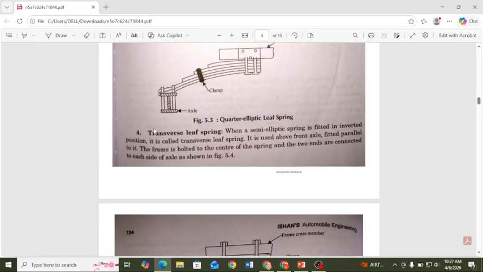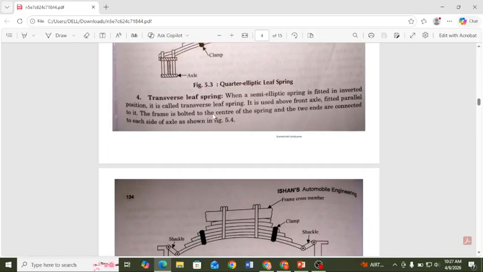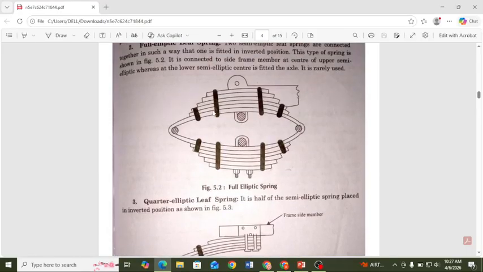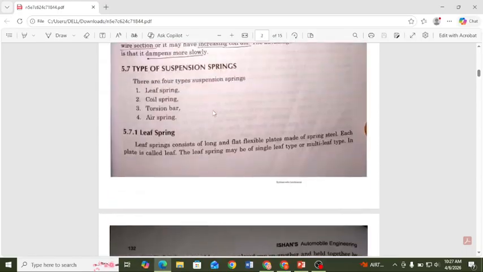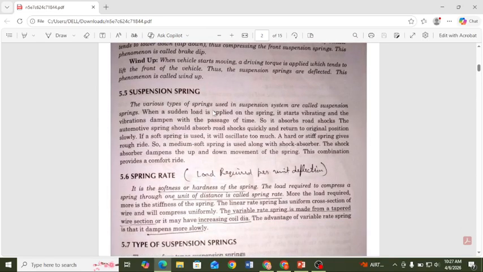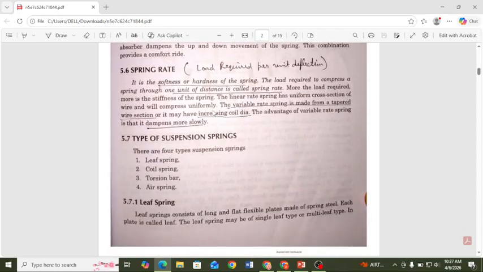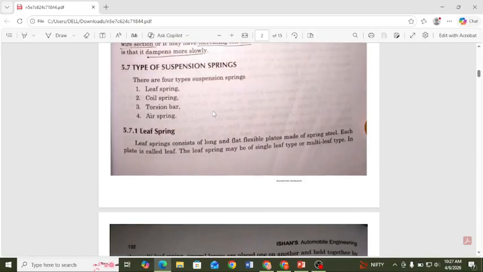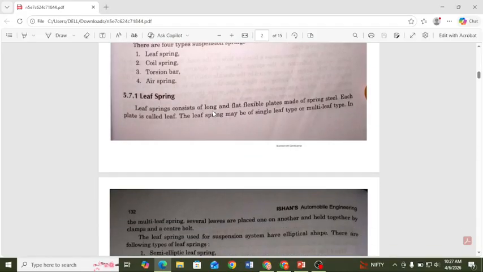These shock absorbers are helpful for reducing the resilience of the body. In the last lecture we also discussed different types of springs, which are useful to calculate the spring rate. The types are leaf spring, coil spring, torsion bar, and air spring.